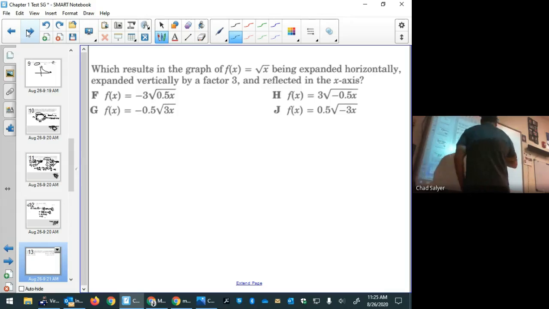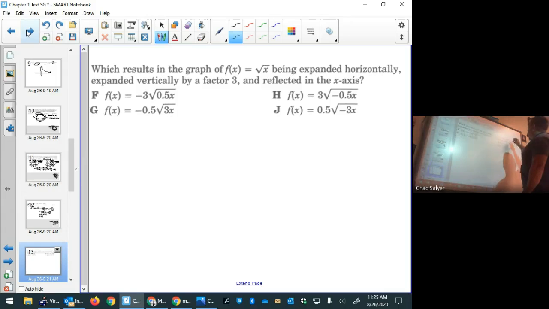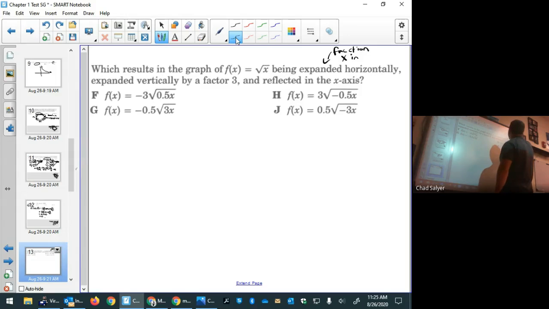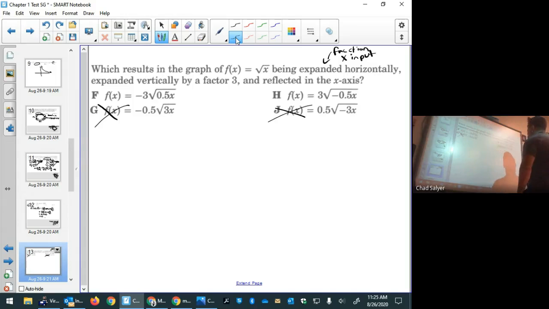So which results in this graph being expanded horizontally? Well, expanded horizontally means a fraction times the input. So which of these have a fraction times the input? F and H. So that rules out J, and that rules out G because they have a number greater than 1 multiplied by the input.